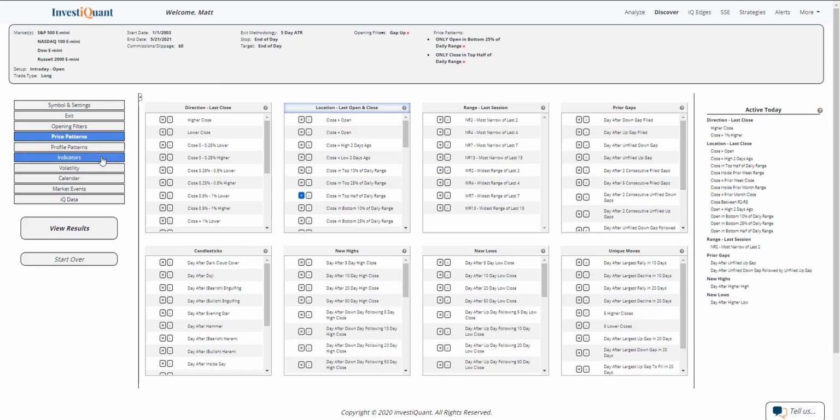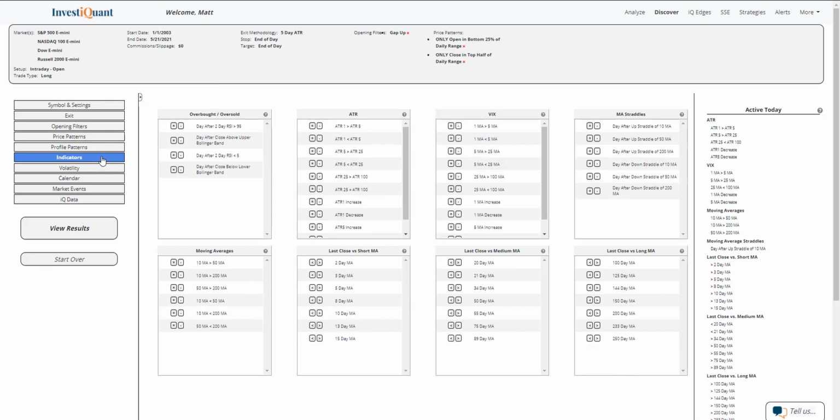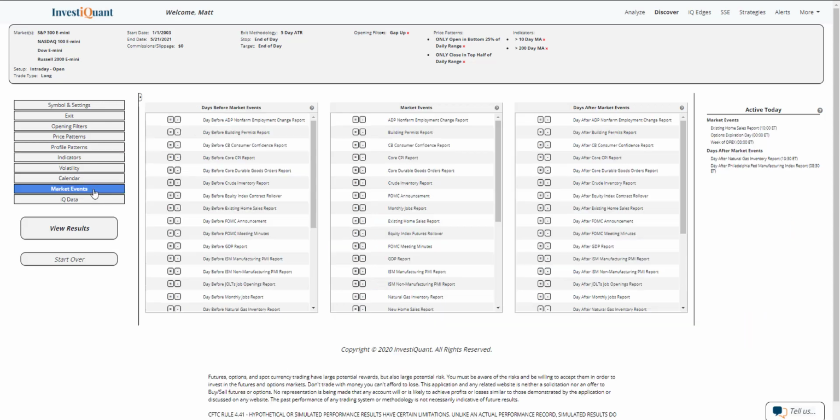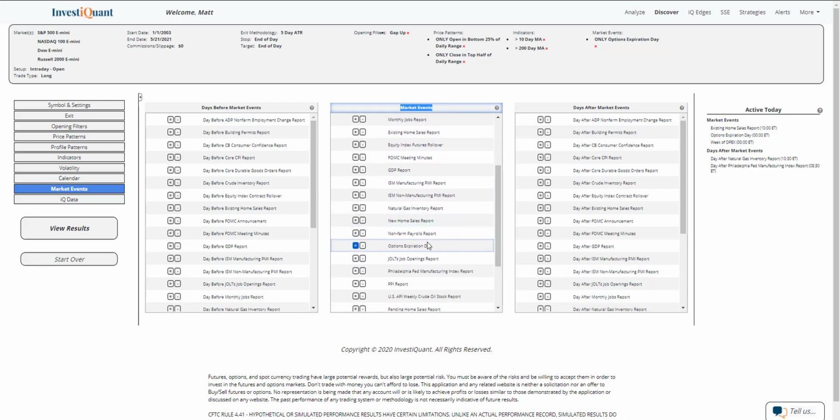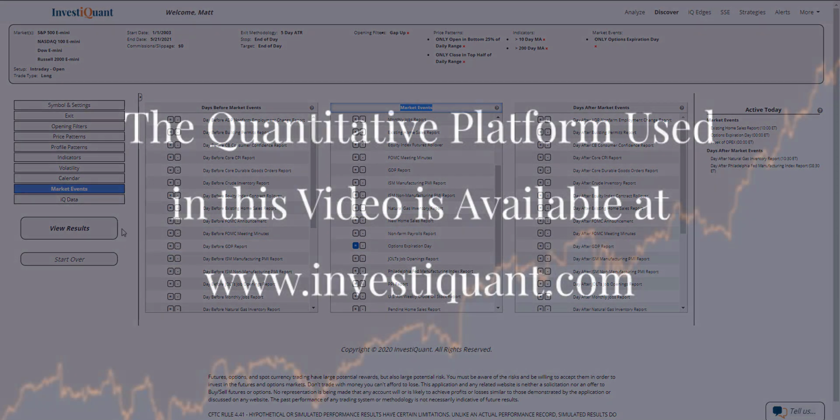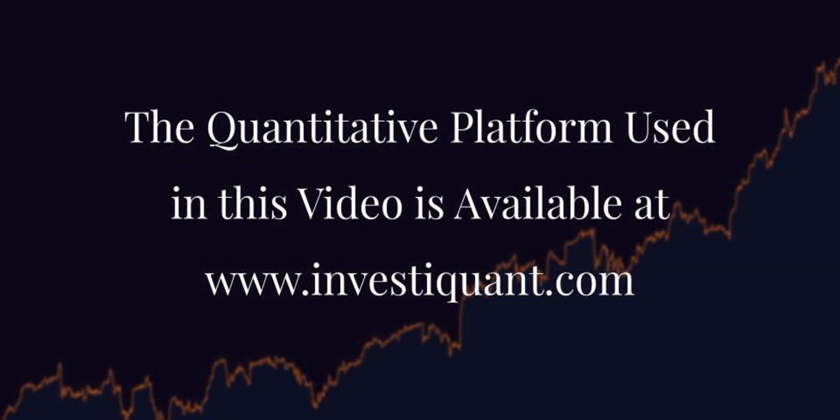Next, I'm going to go into the indicator section. I'm going to put us in a similar market environment. Yesterday closed above a 10 and 200-day simple moving average. And then lastly, in the market events library, I'm going to say that today is options expiration day. So I grabbed that from the active today section. It comes from the market events. We've got a lot of different market events that you can study here. Options expiration is just one of those. So I've got that selected. Now I can click view results.